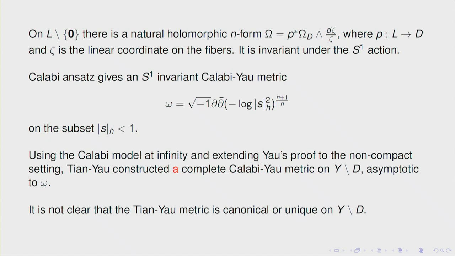Can we solve the equation on this non-compact manifold? You have something to start with, and that something is itself almost Calabi-Yau at infinity. So it's still a lot of technical work, but they constructed a complete Calabi-Yau metric on Y minus D, which is asymptotic to little omega. It's a metric, not the metric, because this is something you construct using this ansatz. It's not natural, and it's not clear that this metric is unique on this non-compact space. This is always difficult.